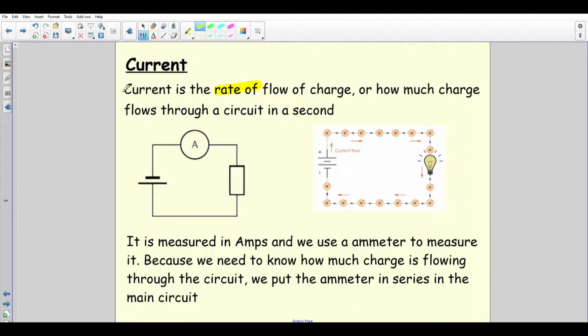Right, so important things: current is the rate of flow of charge, or how much charge flows per second. Either of those bits would get you marks for your definition. We put our ammeter in our main circuit in series, so it can almost count how much charge is going past every second. Charge, by the way, is just the electrons flowing around.